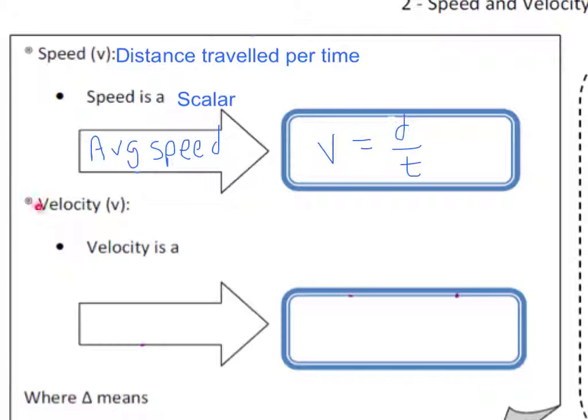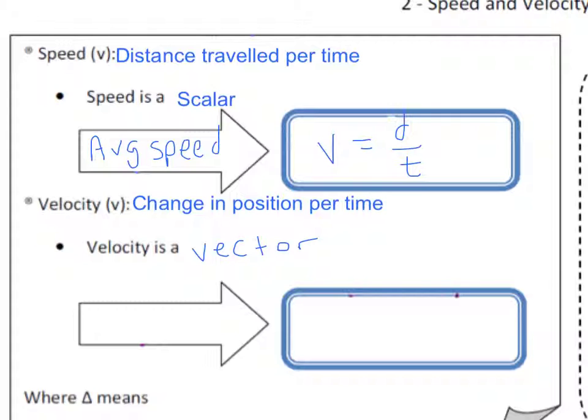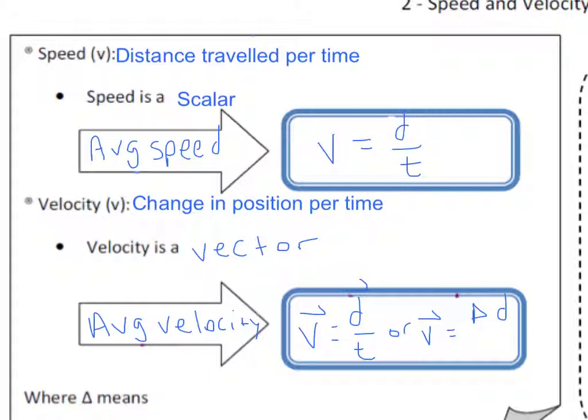What is velocity? Velocity is change in position per time. Velocity is a vector quantity. That means it has a magnitude and a direction. So average velocity equals change in position over time, or velocity equals change in distance over time.